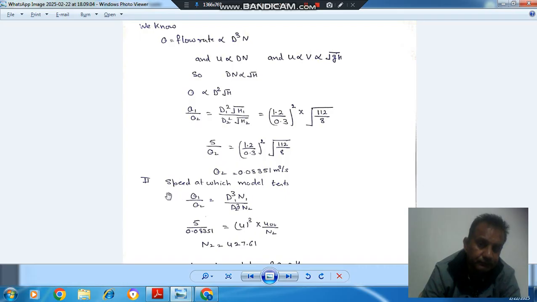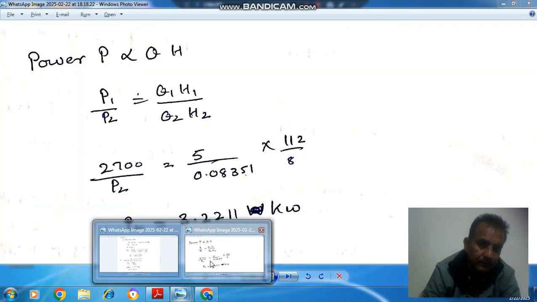And the speed at which the model is tested: q1 by q2 is equal to d1 cube n1 divided by d2 cube n2. From this, d1 by d2 ratio is 4, n1 is 400, n2 is unknown, q1 is 5, and q2 is this, so n2 comes as 427.61 meter per second.